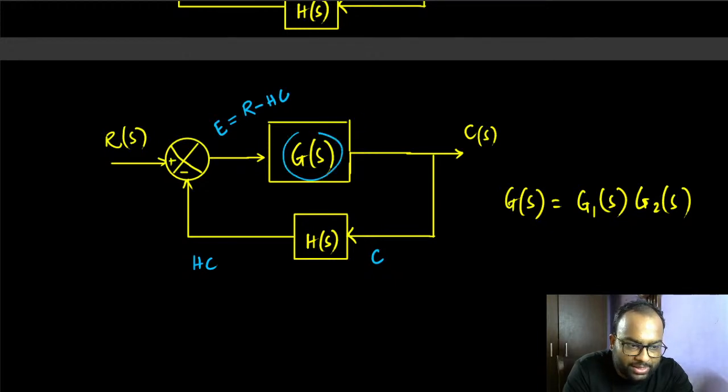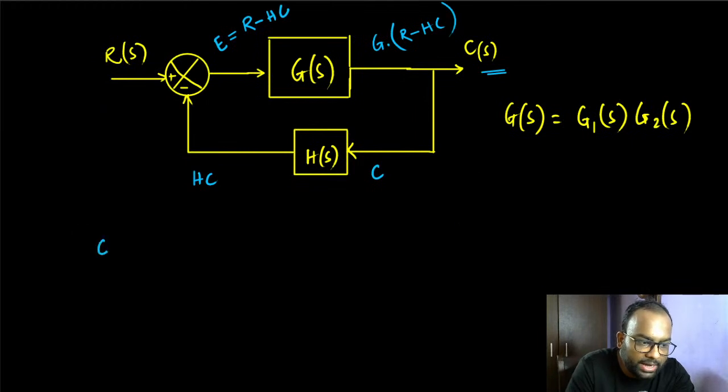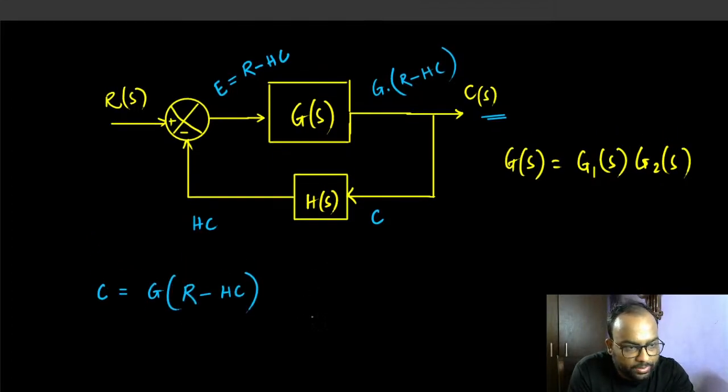And what is the output of this block then? So this is going to be G times E. But what is E? E is R minus HC. So this is R minus HC, and that's equal to C. So what we get essentially is C is equal to G times R minus HC, right? That is what we call C.